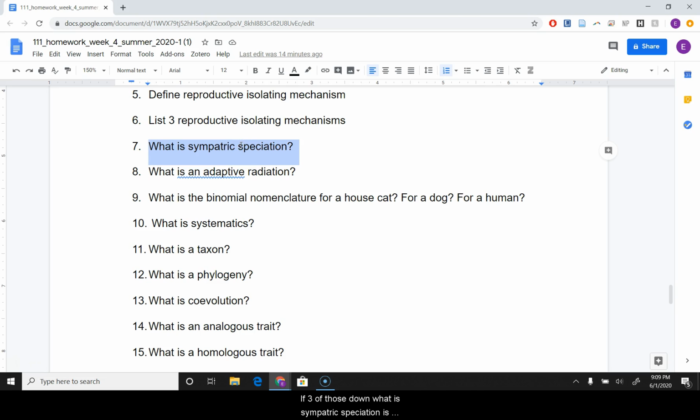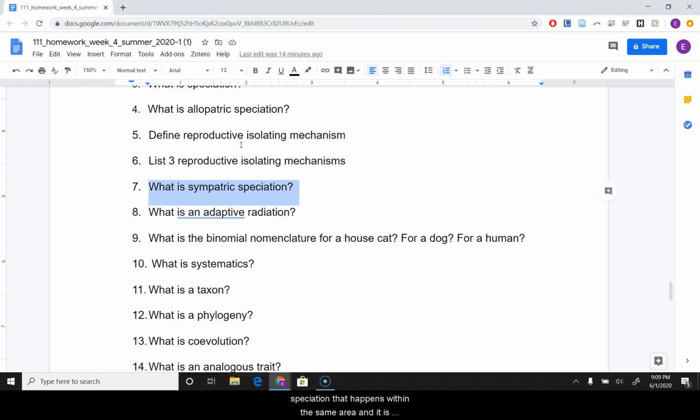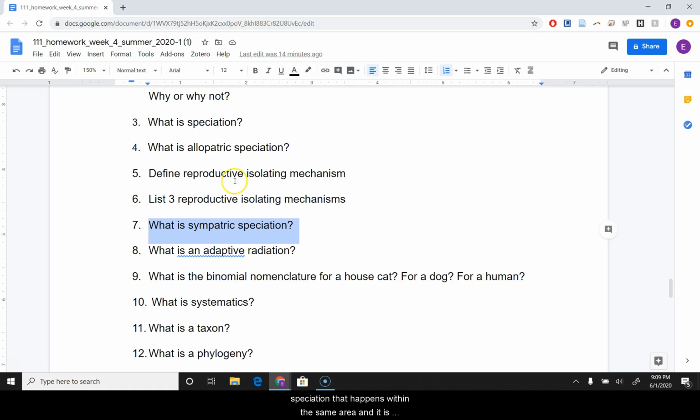What is sympatric speciation? It's speciation that happens within the same area. And so I'll give away one of the reproductive isolating mechanisms. Let's say you're a bird and you live in a tree and you get up early in the morning. You're never going to see another bird of that same species that doesn't get up until late at night, right? So that's an example where evolution can take place because there's no reproduction happening between those two, even though they're sympatric, even though they're in the same area.